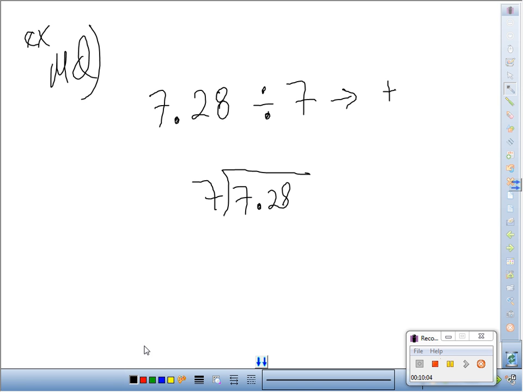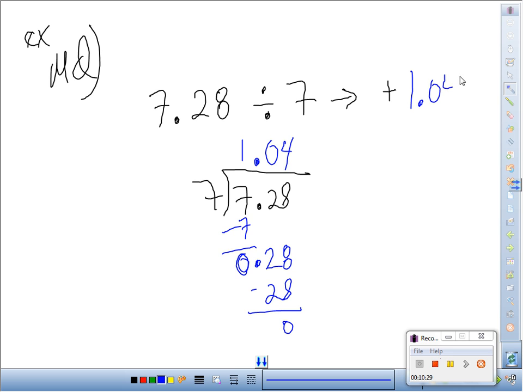So now let's do our division. 7 fits in here how many times? 1. Subtract, 0. Bring the decimal up and bring the 2 down. Does the 7 fit into 2? No. Bring down the 8. 4 times 7 is 28. Subtract. The answer is 1.04.